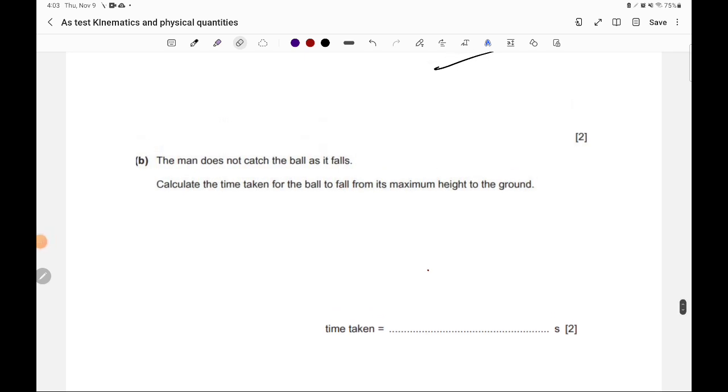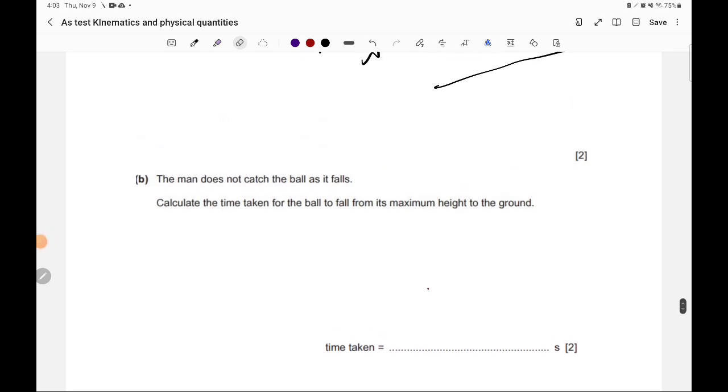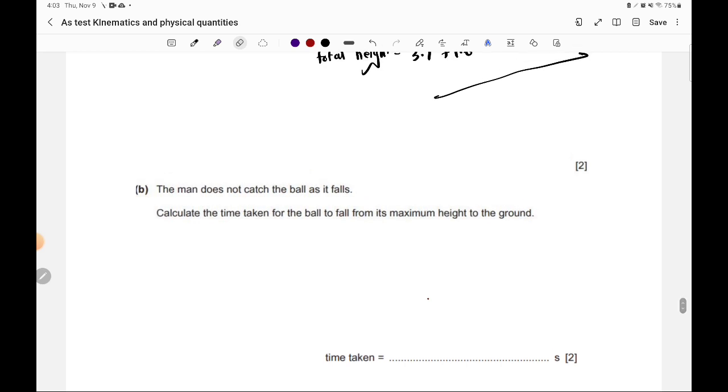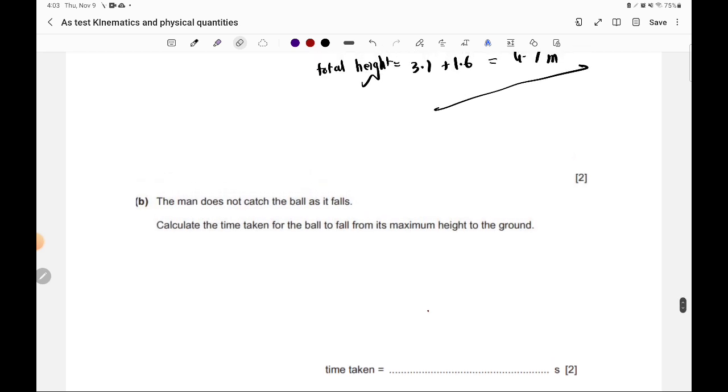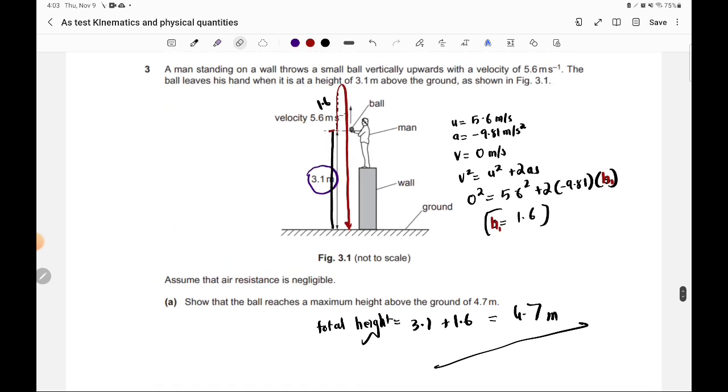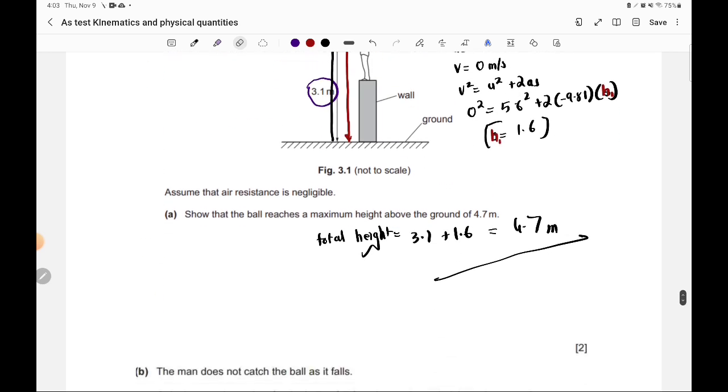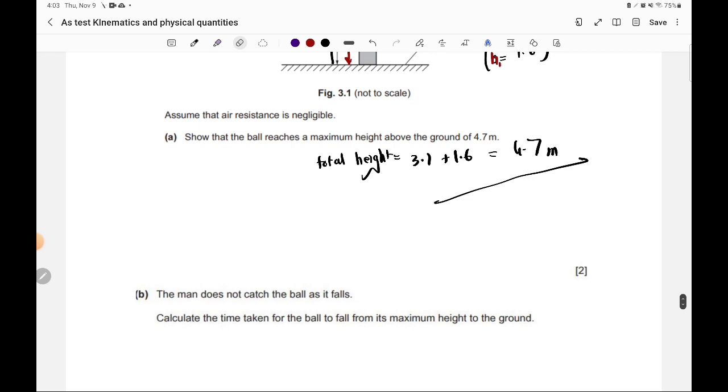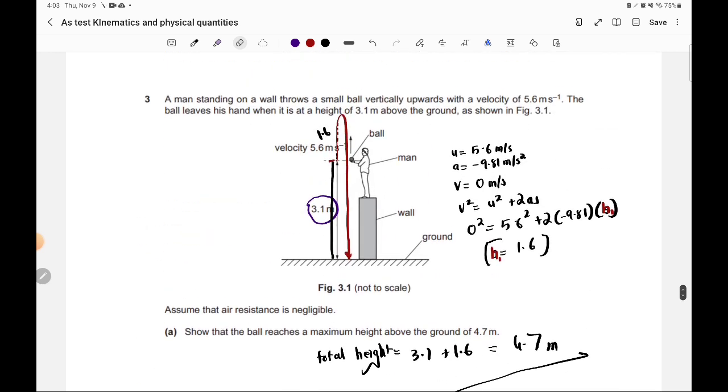Okay guys, so we have the other part of this question, which reads: the man does not catch the ball as it falls. Your target is to calculate the time taken for the ball to fall from its maximum height to the ground. Okay, so we require the time taken for the ball to complete this distance. This is the time that we require.